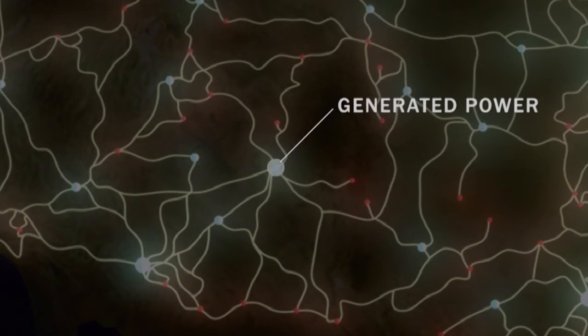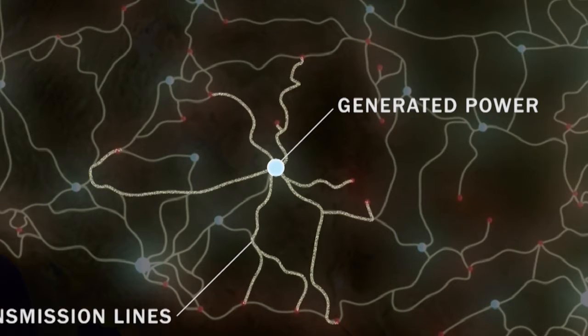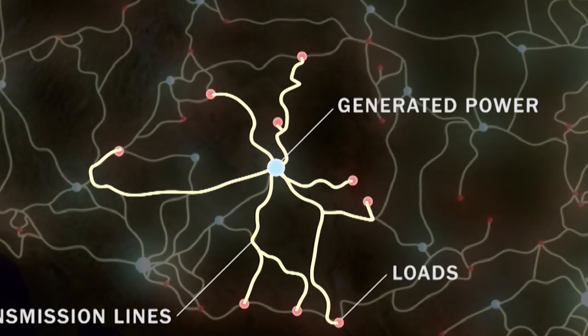The generated power at the power plants is sent at the speed of light to the loads through the transmission lines, which act as the vessels of the system. The role of transmission lines is essential for a proper grid operation, and they must provide enough transportation capacity and must perform the power transportation task efficiently.